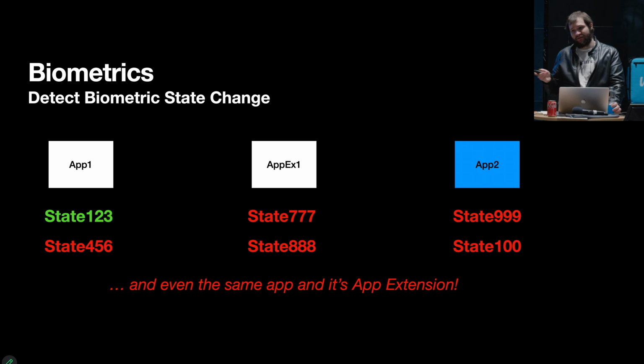The corollary to this problem is that some password managers require you to enroll biometry twice. You need to enroll it in the autofill, and you need to enroll it in the main app to authenticate. So how can you enroll only once and then use it across your extension and across your main app?